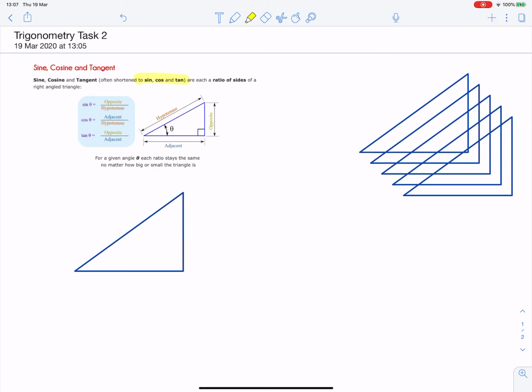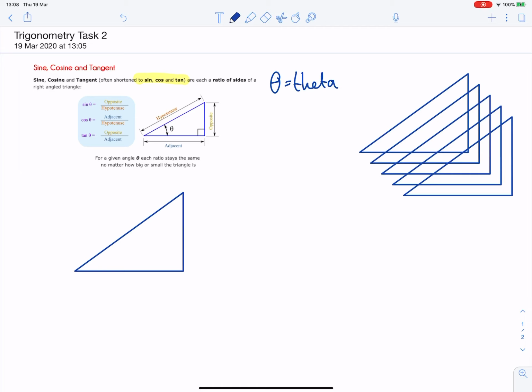So if you've got an angle, just by the way, this symbol here, we say this is theta. It's just a Greek letter which we use to denote an angle. So it could be x, it could be anything. It doesn't really matter. It just means an angle, an unknown angle.